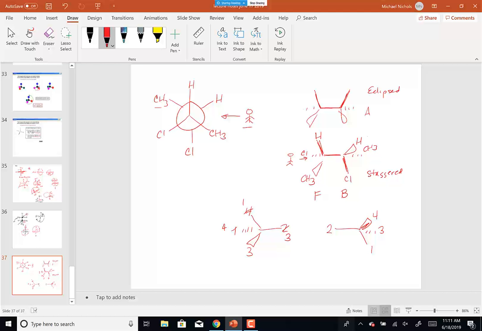I'm going to switch groups because 4 is not away from me. So now I'm going from 1 to 2 to 3 is counterclockwise or S. If you wanted to, you could grab 2 and rotate 4 into 1, 1 into 3, and 3 into 4. And as a matter, let me just write that. So you could also grab 2 with your hand, rotate 4 into 1, 1 into 3, and 3 into 4. And if you did that, guess what you're doing? You're rotating the front carbon just like we did last week in a Newman projection.